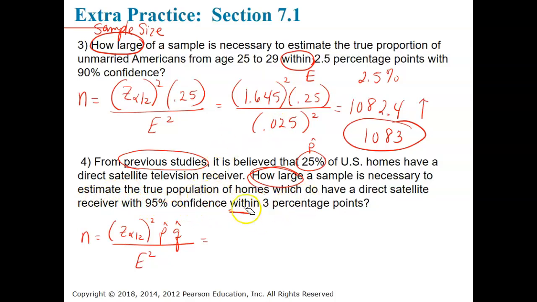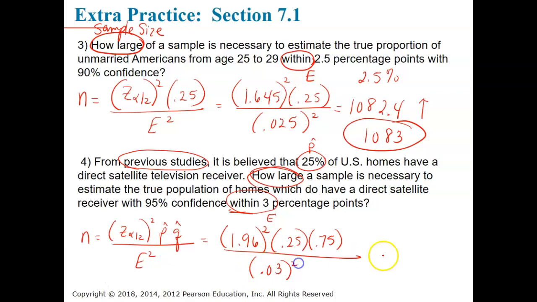So here's my margin of error using the keyword within. So I'm going to use 95% tells me I'll use 1.96 for my critical value. My p hat's going to be 0.25. My q hat would be 1 minus that, or 0.75. And then my margin of error is going to be 0.03 squared. So I'm going to get 800.33. So I'm going to round that up to 801.